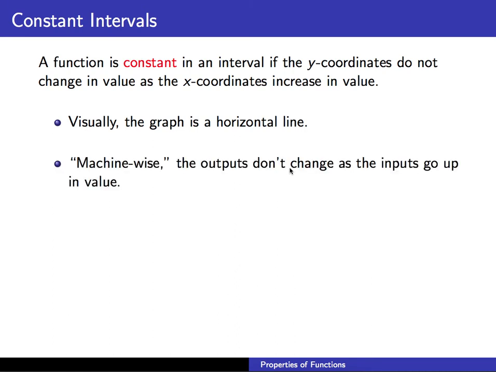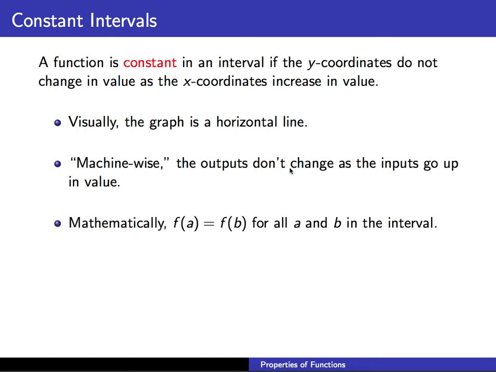Machine-wise, your outputs don't change as your inputs go up in value. So you keep getting a new value for x, you're just going to keep getting back the same value you have for y. Mathematically, f of a equals f of b for all values of a and b in that interval. So again, it's just not going to change at all. It's going to be a horizontal line or horizontal line segment. Again, focus on the x-coordinates.